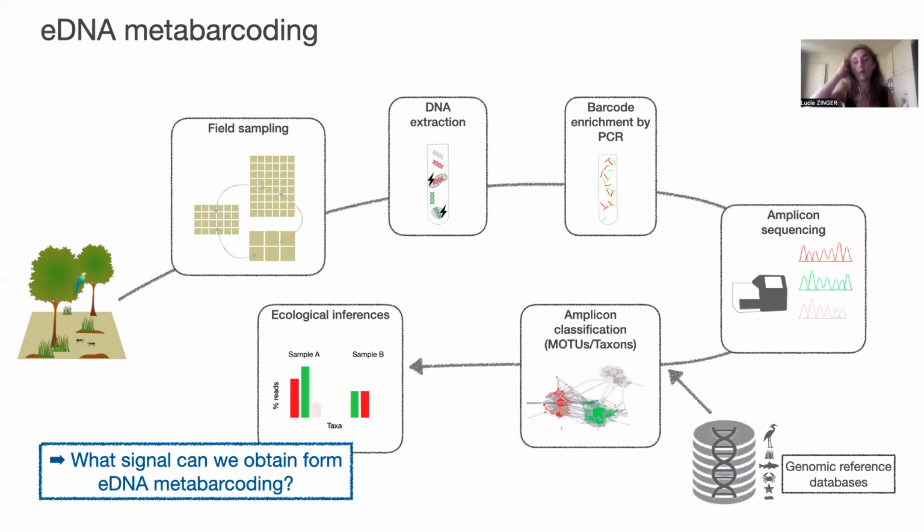Once you obtain the PCR products, they can be sent to the sequencer. You will obtain a lot of sequences that can then be classified either using a reference database or using de novo techniques to create groups of sequences that are similar to each other and that we call more generally molecular operational taxonomic units. These are kind of similar to a species list that you can use for making ecological inference. And the question that we had when this technology emerged a decade ago was really what kind of signal we can retrieve from this kind of approach in tropical forest.